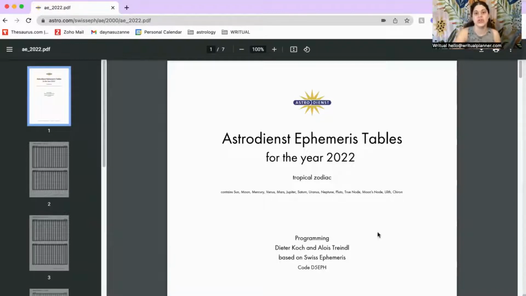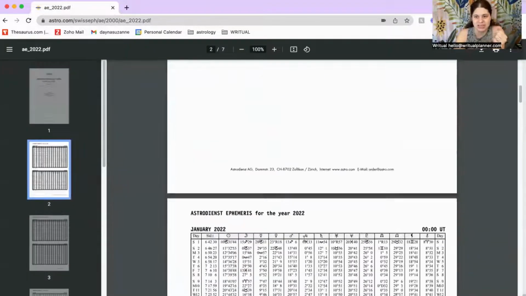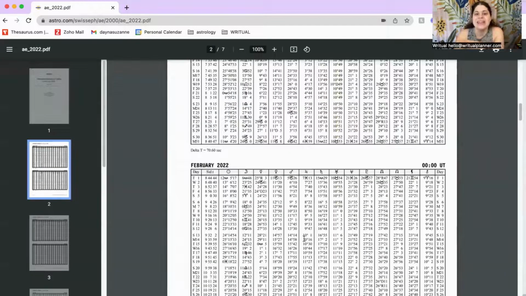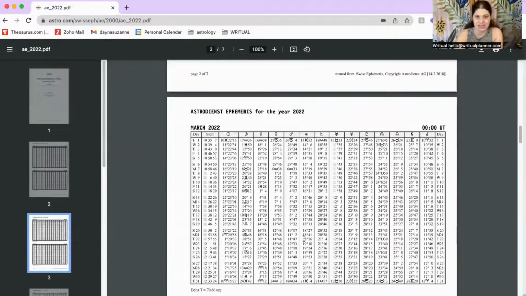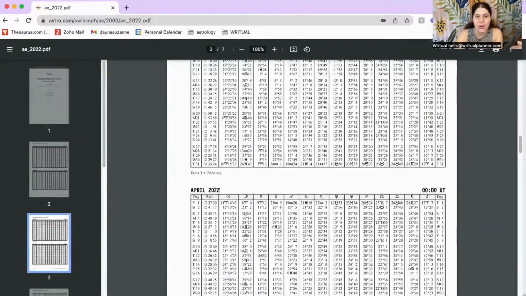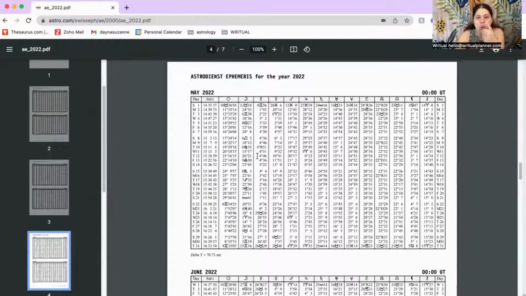So I want to show you what this looks like, because what you pull up are these ephemeris tables. If you've never seen these before, this is the exact calculations of all the planets every single day of a calendar year. Okay. And so we go straight to May 10th, where we look at Mercury here and we see Mercury retrogrades at 4 degrees Gemini on May 10th.